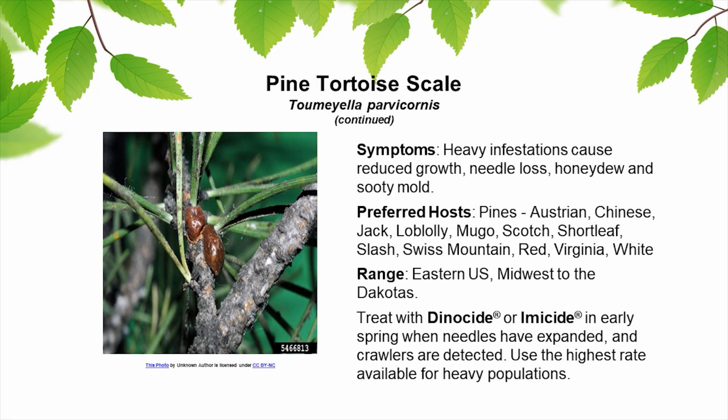Pine Tortoise Scale preferred hosts include pines: Austrian, Chinese, Jack, loblolly, mugo, Scotch, shortleaf, slash, Swiss mountain, red, Virginia, and white pines. The pine tortoise range is the east and Midwest United States to the Dakotas. Pine Tortoise Scale can be managed with a Dinoside or Imicide treatment applied in early spring when needles have expanded and crawlers are detected. Use the highest rate available for heavy populations.